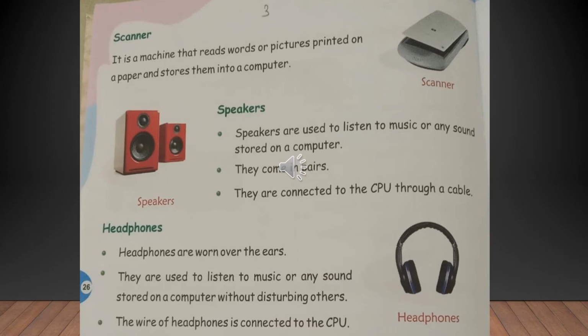This is our second topic, scanner. It is a machine that reads words or pictures printed on a paper and stores them into a computer. This is the figure of a scanner. It is given in the right hand corner. Just see what this line is saying: it is a machine that reads words. Whatever words are there, it is used to read them, or pictures printed on a paper. Whatever picture is printed on a paper, it also reads that and stores them into a computer.